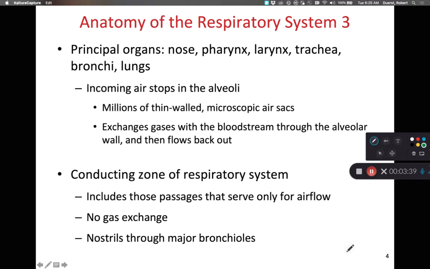Now, as we look at the organs of our respiratory system, the main organs include the nose, the pharynx, the larynx, the trachea, the bronchi, and the lungs. And this pharynx is the back of our throat. We haven't talked about the pharynx in a lot of detail yet.